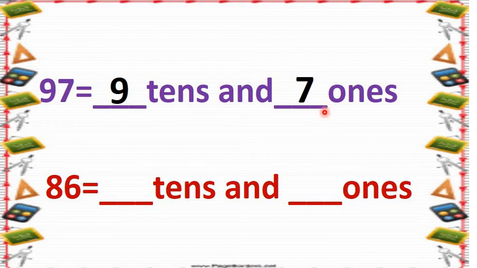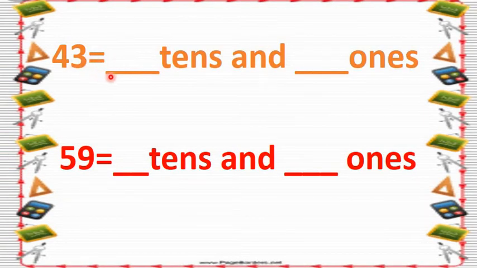Okay? You have to write this in your maths book also, my dear. Next number is 86. 86 is equal to dash tens and dash ones. By observing this, we can say that 8 will go on the place of tens and 6 will go on the place of ones. So we can say that 86 is equal to 8 tens and 6 ones.